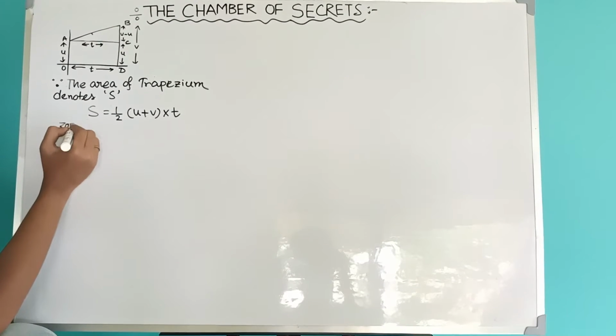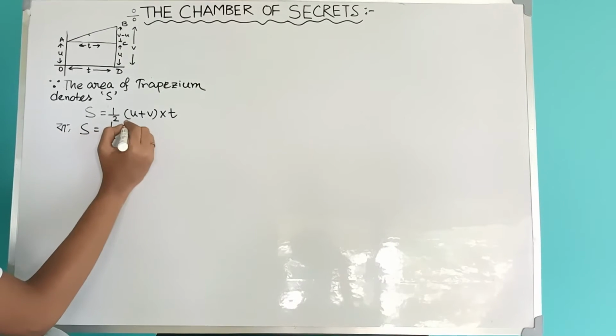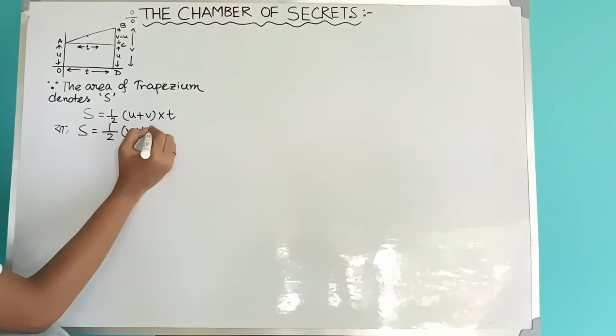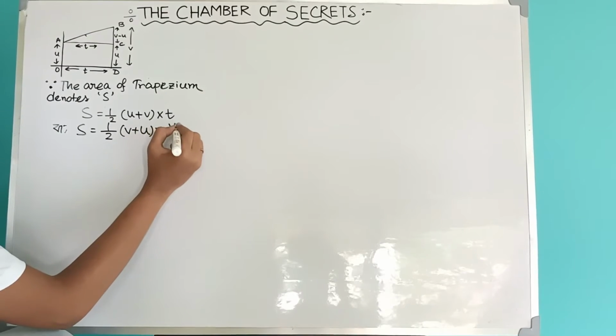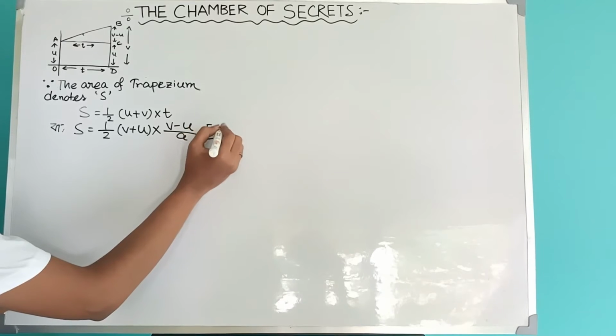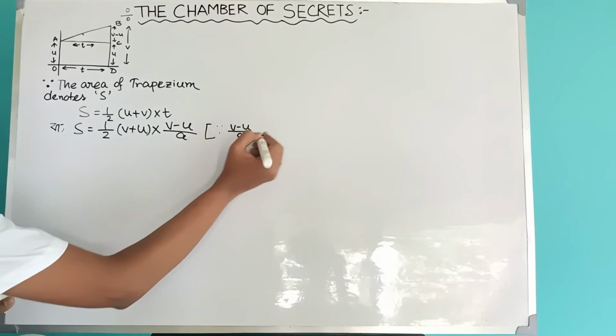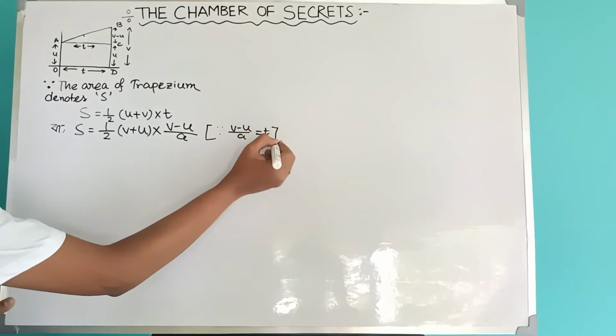And now S is equal to half (u plus v) into (v minus u) by a, because we know that v is equal to u plus at, and we can write that (v minus u) by a is equal to t.